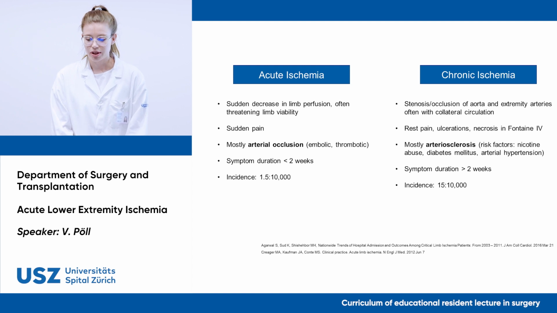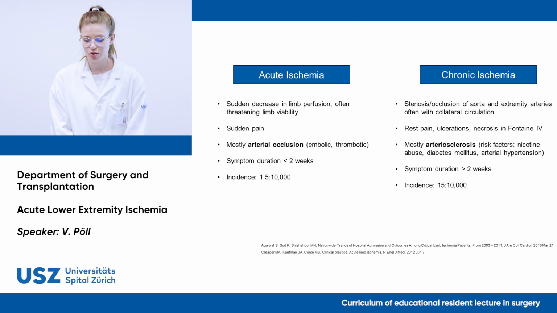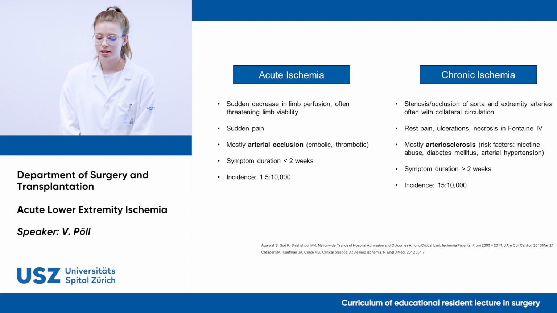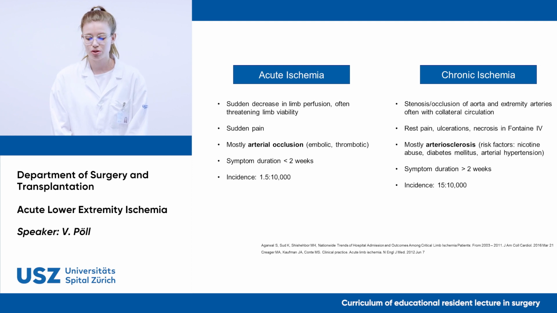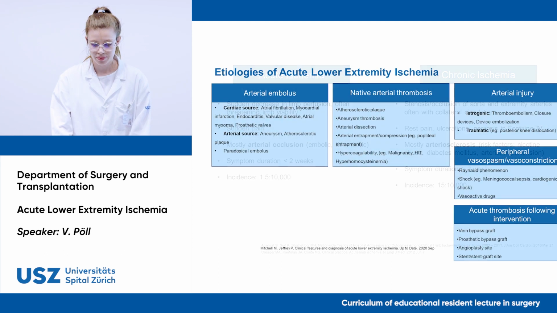On the other hand, we have chronic ischemia, stenosis or occlusion of the aorta or extremity arteries, often with collateral circulation. Symptoms include rest pain, ulceration, and necrosis in the critical stage Fontaine type 4. And the risk factors, nicotine abuse, diabetes mellitus, and arterial hypertension lead to arteriosclerosis with a symptom duration of more than 2 weeks. The incidence is 10 times higher than in acute ischemia with 15 in 10,000. So today we will concentrate on the acute ischemia of the lower extremities.